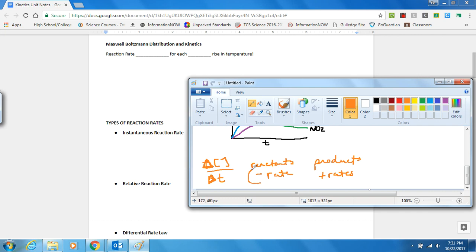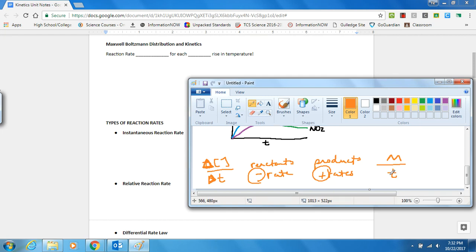So this negative and positive sign is very important. If we're working with rates on reactants, those rates are negative because we're decreasing concentration over time. If we're working with products, we're going to have positive rates because we're increasing that concentration over time. Now, what units do we use for rate? Well, since rate is concentration over time, our units are going to be molarity over whatever time unit you're working with.